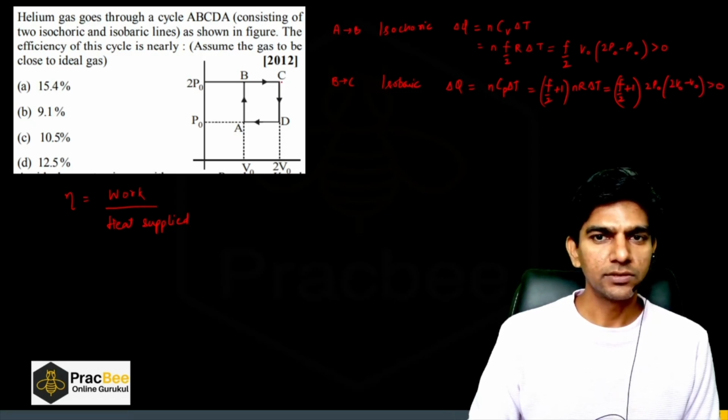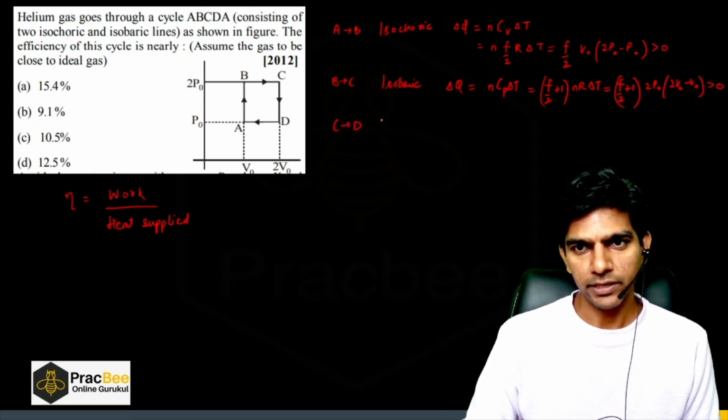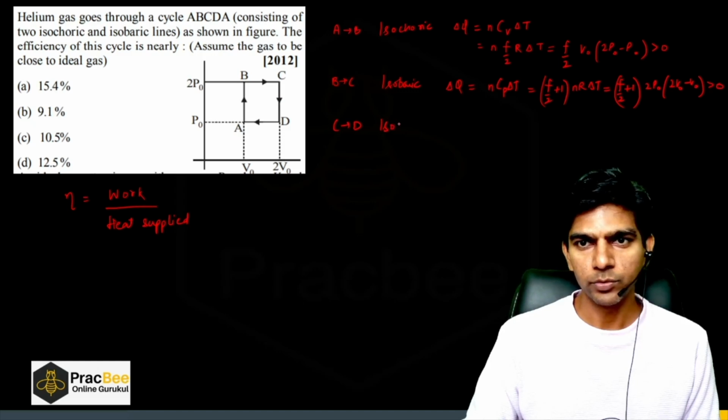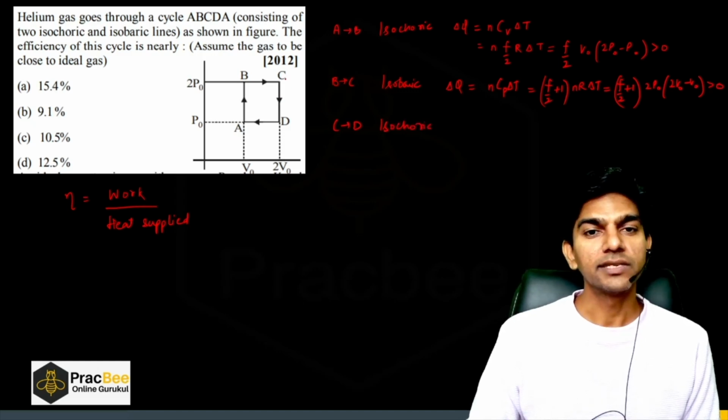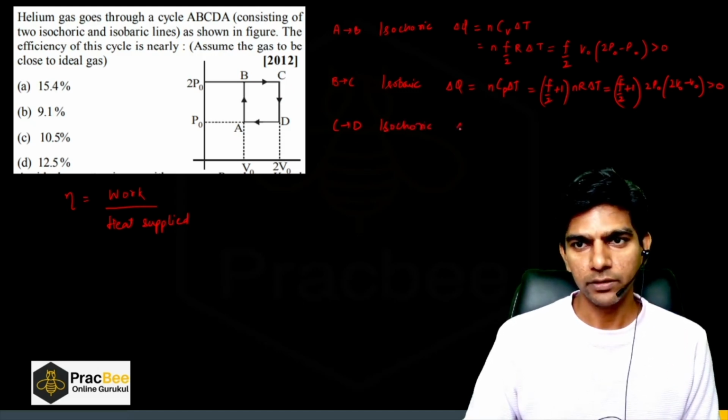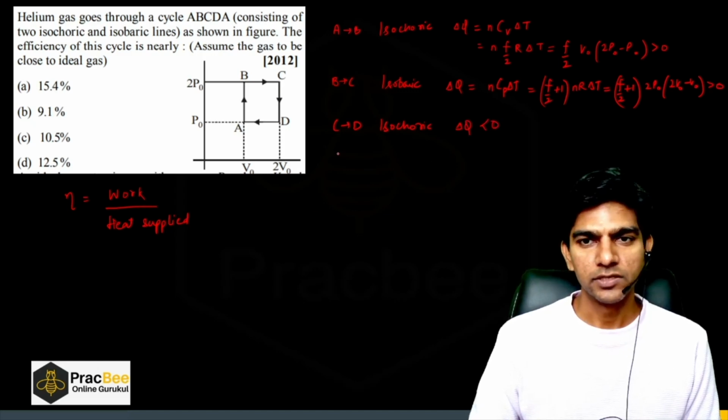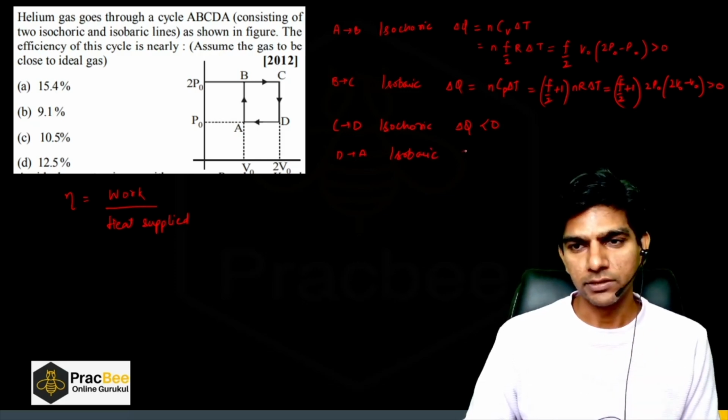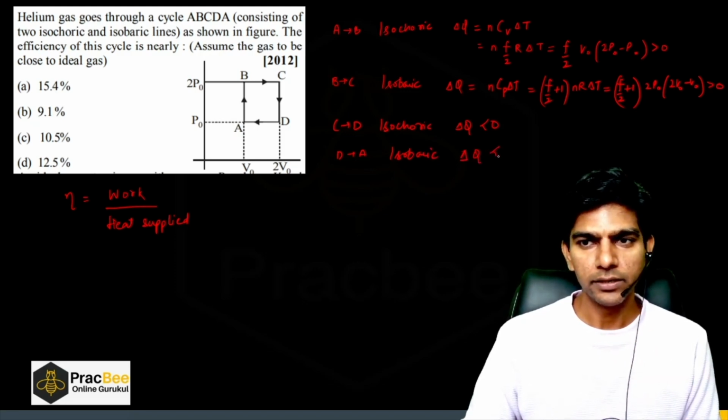But if you consider process C to D, C to D is again an isochoric process. But in this case, the pressure is decreasing. So here the ΔQ will be negative. Similarly, from D to A, it is isobaric. Here again, the volume is decreasing for the same pressure. So again, ΔQ will be negative.